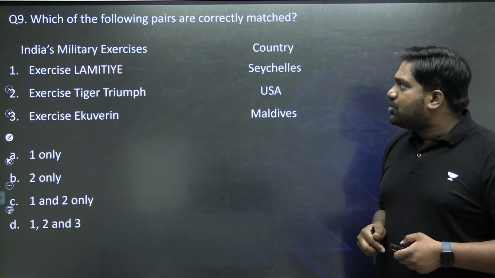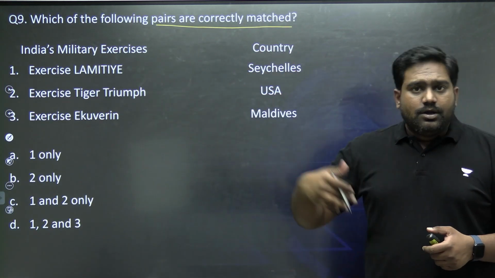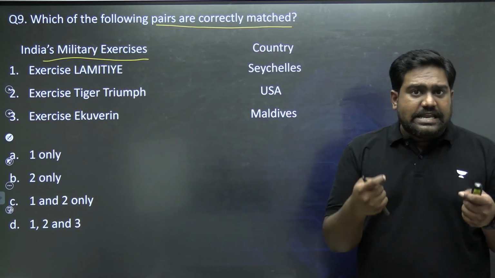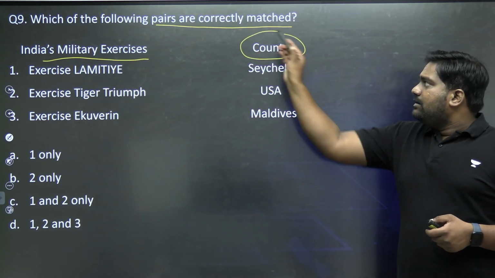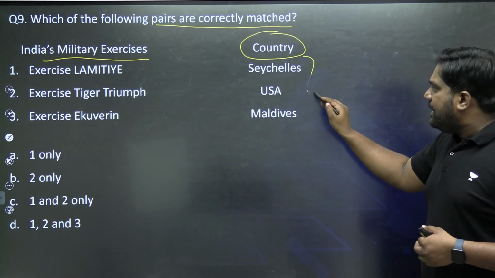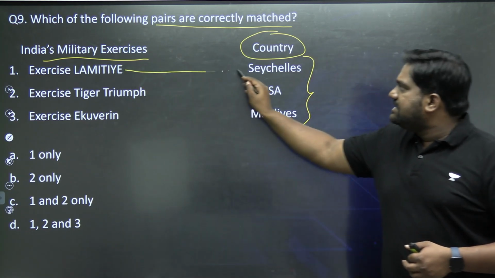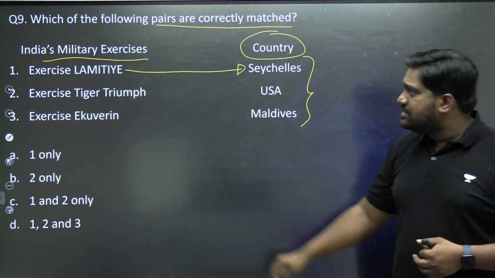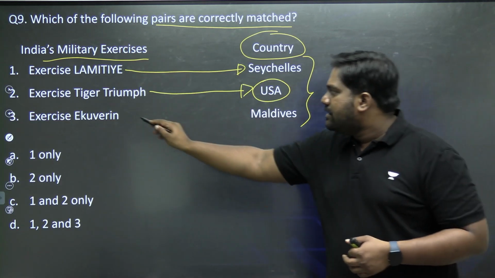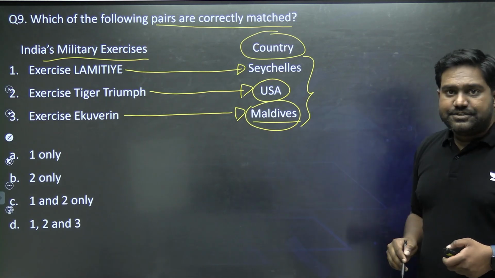So let's take up the last question. Which of the following pairs are correctly matched? On the right, you have a list of military exercises in which India participates, and it has been matched with a set of countries, and we need to check whether the pairs are correctly matched or not. You have exercise LAMITIYE matched with Seychelles, exercise Tiger Triumph matched with USA, exercise Ekuverin matched with Maldives.